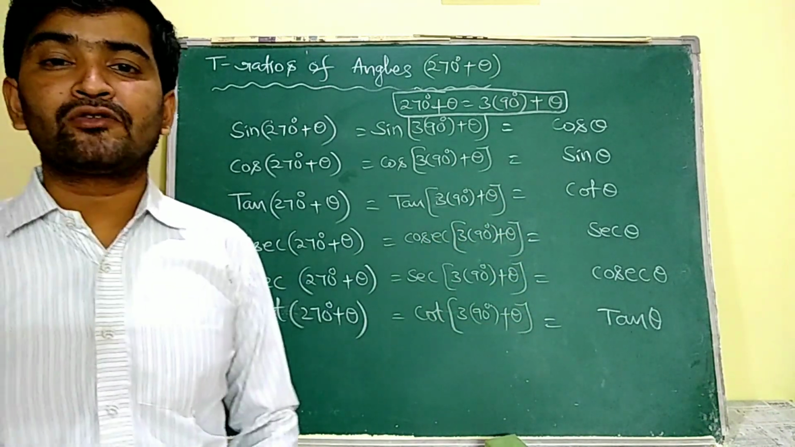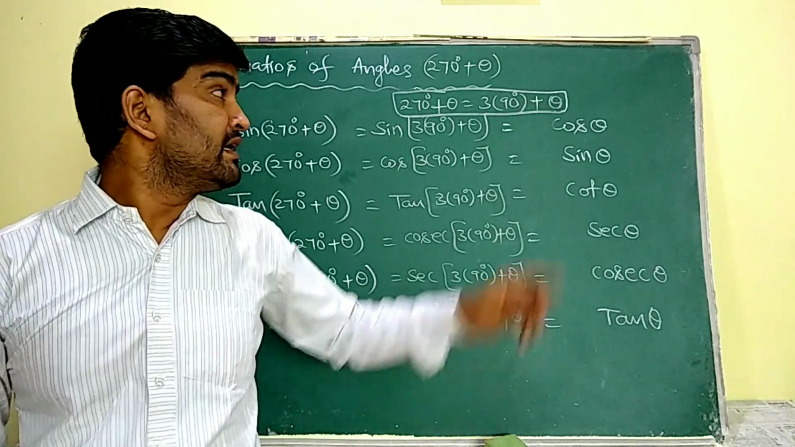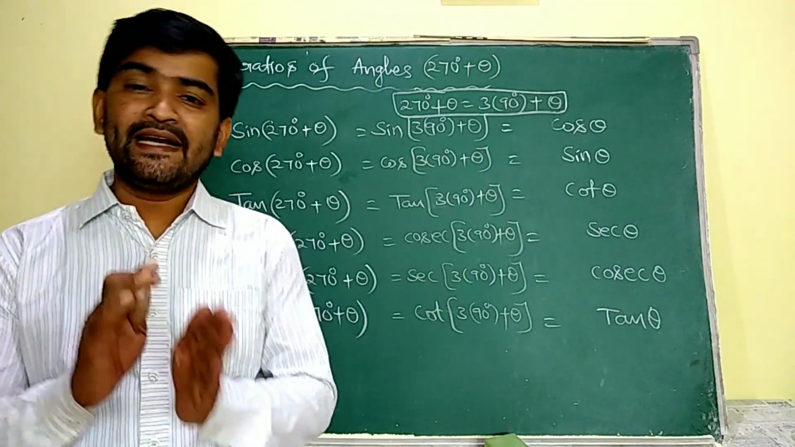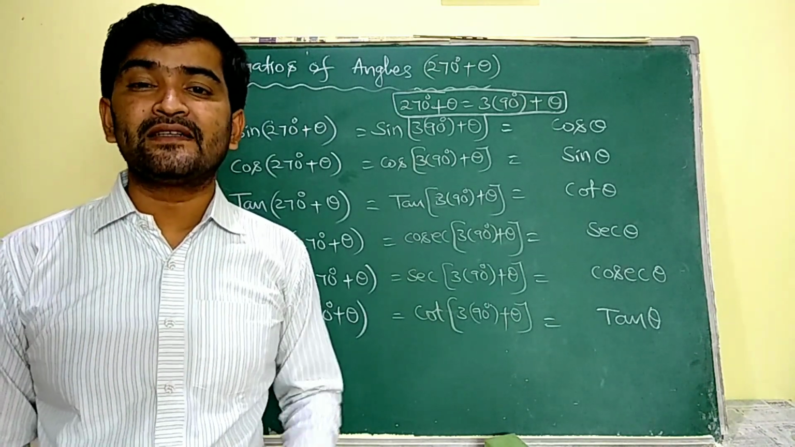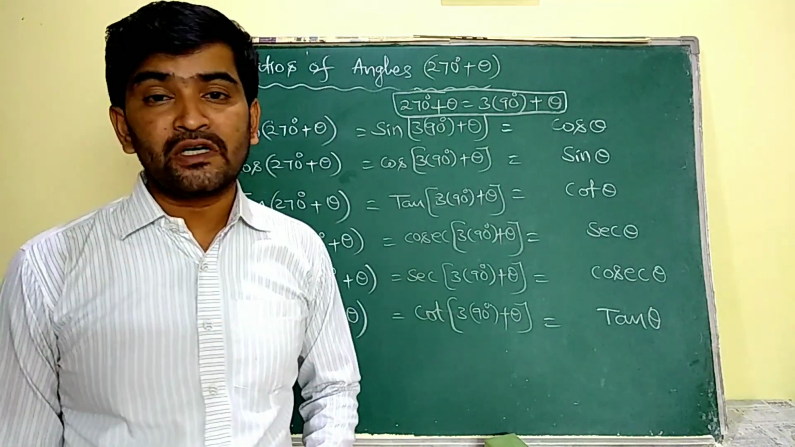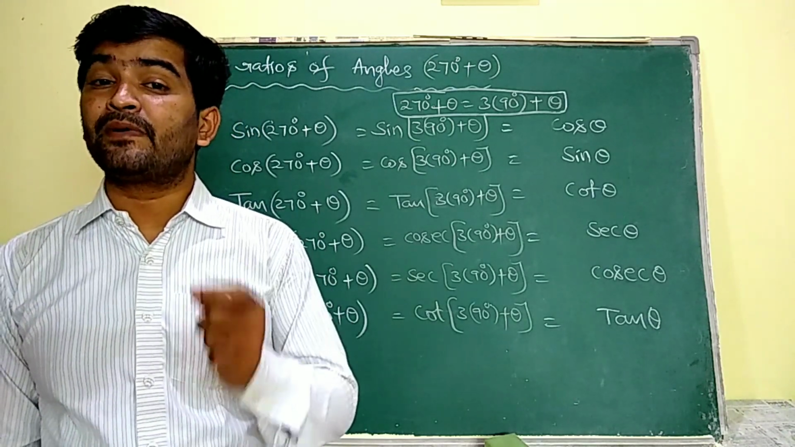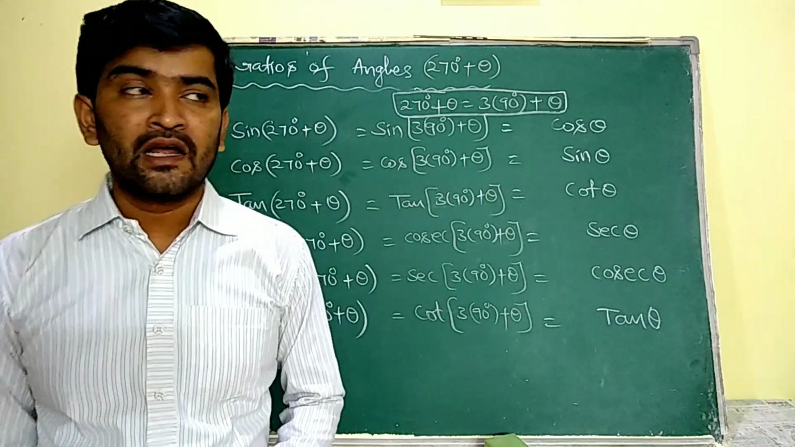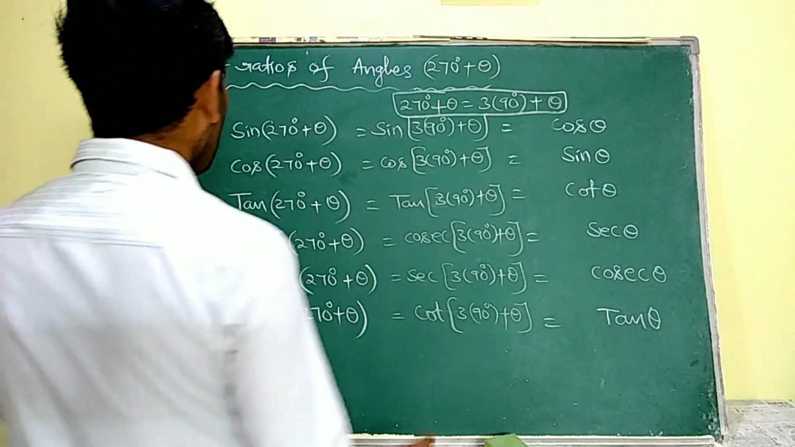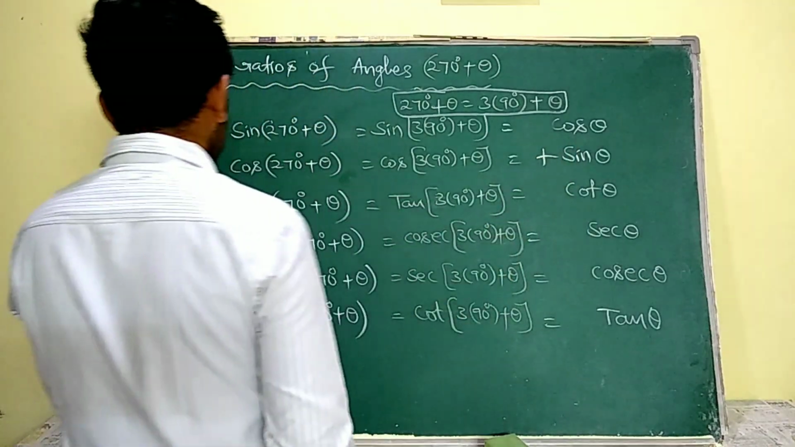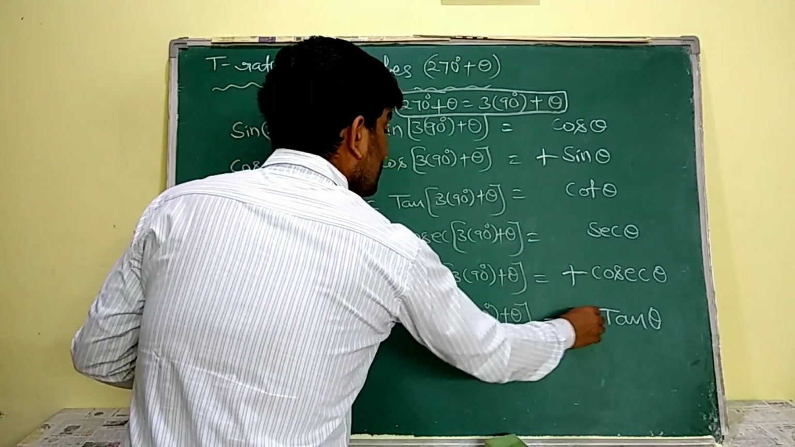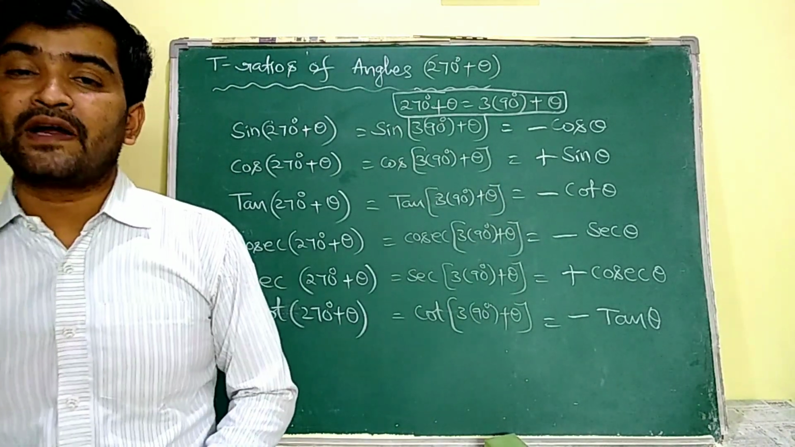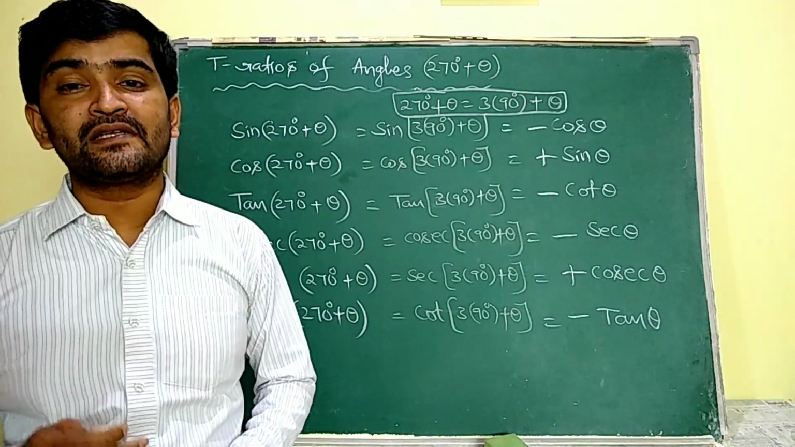Okay, now I have to assign its signs. For that, I have to check which quadrant this 3 into 90 plus theta belongs to. 3 into 90 plus theta means it has entered the fourth quadrant. In the fourth quadrant, we know that cos and its family member secant are positive. Rest of all the trigonometric ratios are negative there. So see, cos and secant are only positive, rest of all are negative. So in this way, we are going to find the trigonometric ratios of 270 plus theta.